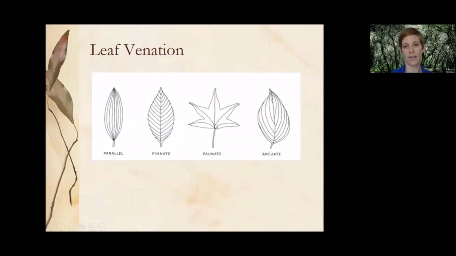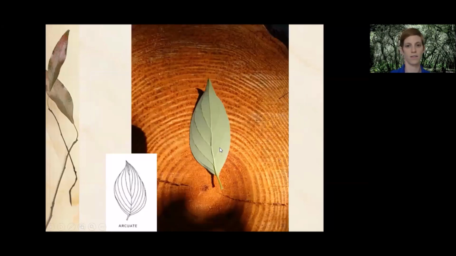There's palmate, where they all come from a central point. And then there's arcuate, which curves up and out towards the edge of the leaf. And we'll showcase some of those here.